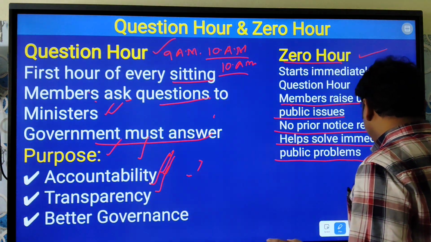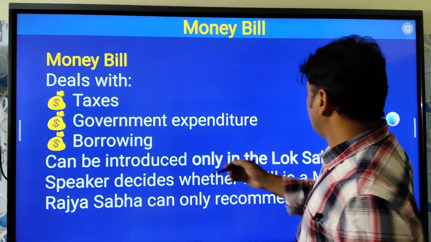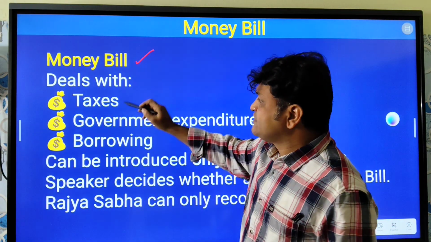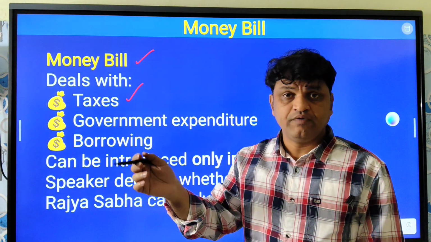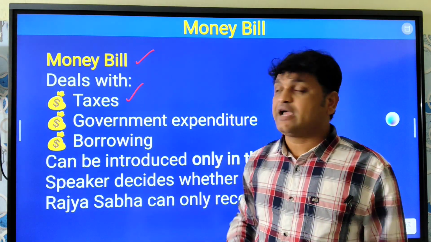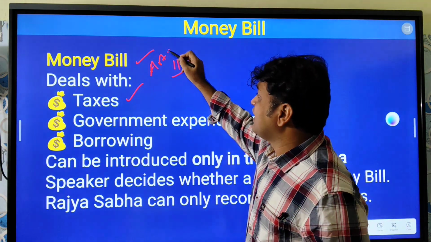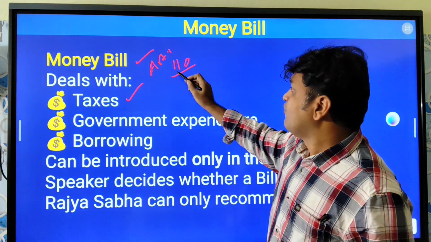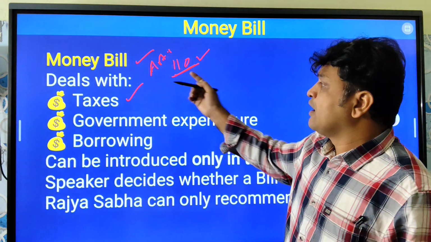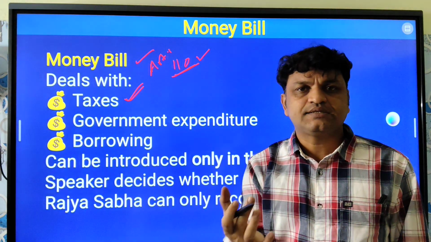Okay, so the next one. The money bill, as I told you, is very important. The money bill deals with the taxes. I told you the government will introduce the budget. During the budget, they will also introduce the money bill according to Article 110 of the Indian Constitution. It says there should be a money bill introduced by the government. It deals particularly with the taxes, how much tax the government can collect.